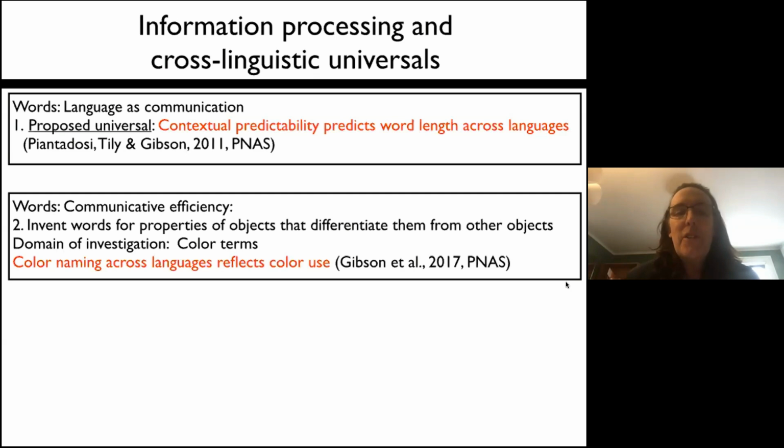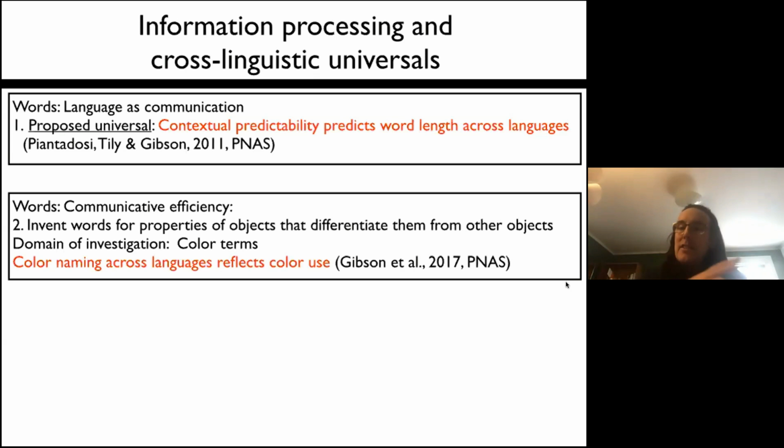So that seems like a pretty obvious idea, right? But if you haven't thought about it, just think about it for a second: why do we have words at all? In the communication idea, it's because I want to tell you about something. It's not because I'm talking about color.